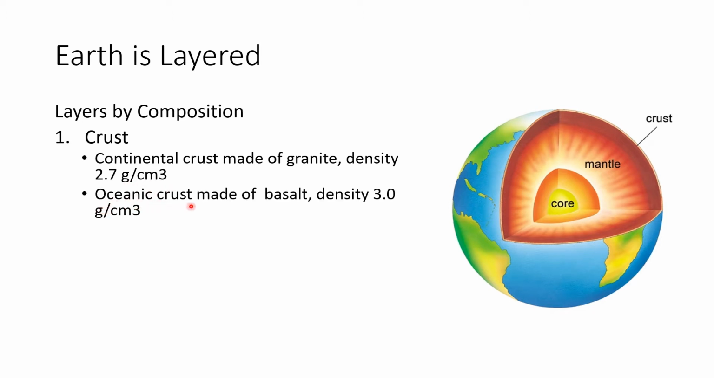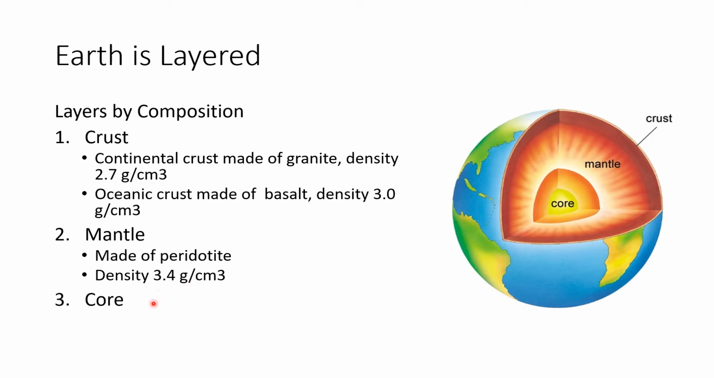There's also oceanic crust, which is made out of a rock called basalt. This has a density of 3.0 grams per centimeter cubed, so a little bit higher than the continental crust density. We have the mantle of the Earth, which is like the middle portion here. The mantle is made out of a rock called peridotite. The density of the mantle is 3.4 grams per centimeter cubed. And then we have the core. The core is made out of iron and nickel, and it has a density of about 13 grams per centimeter cubed. So you can see that as you move from the outside towards the inside, the density increases significantly.